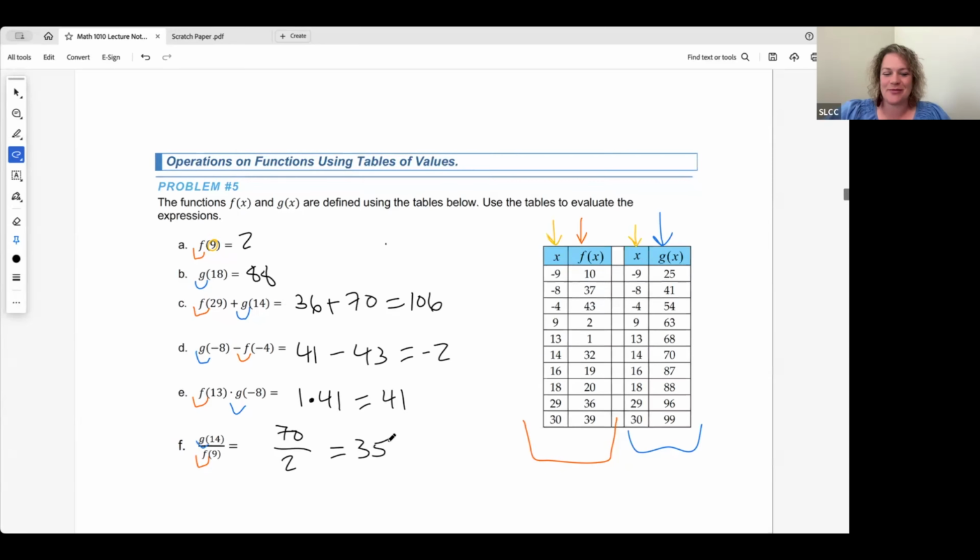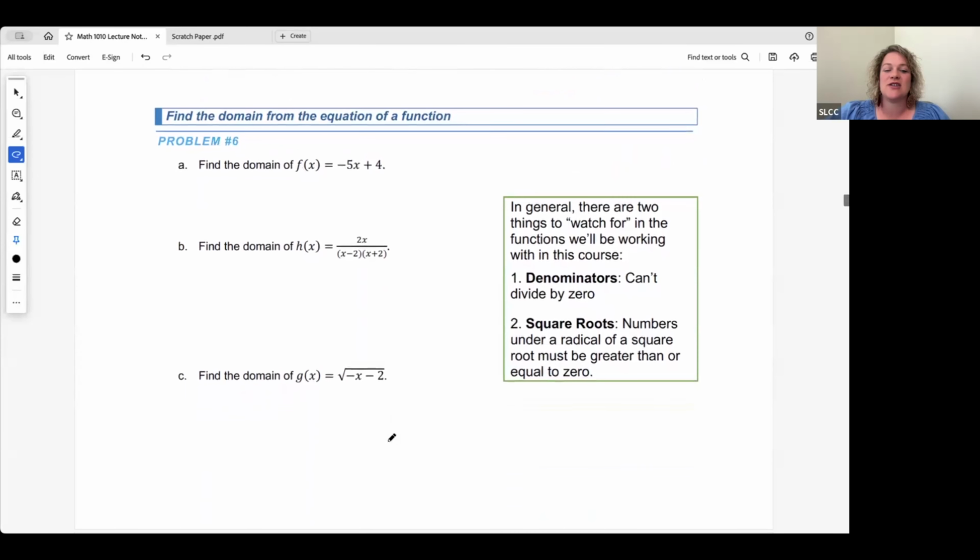Let's look at problem number 6. Can we find the domain from an equation? This is a great hint over here. When you're thinking about the domain, you're thinking about all the possible input values where the function will exist. What can I input for x and keep the statement true?